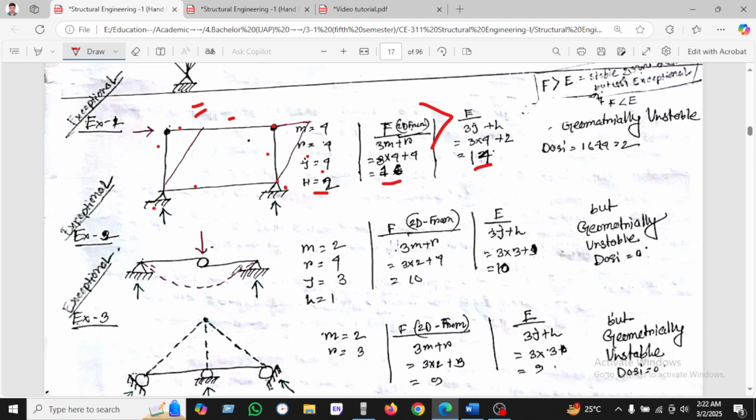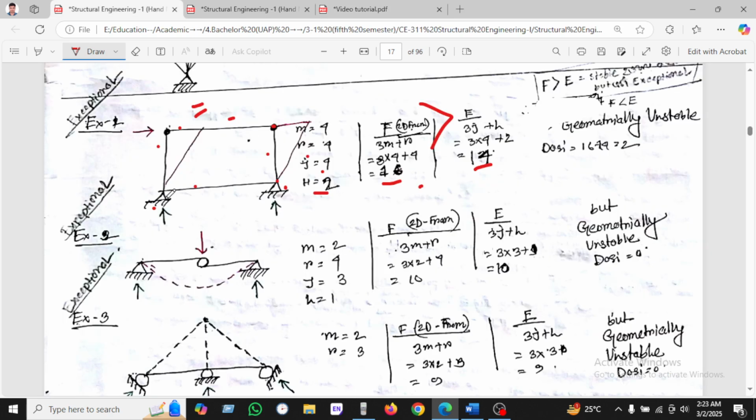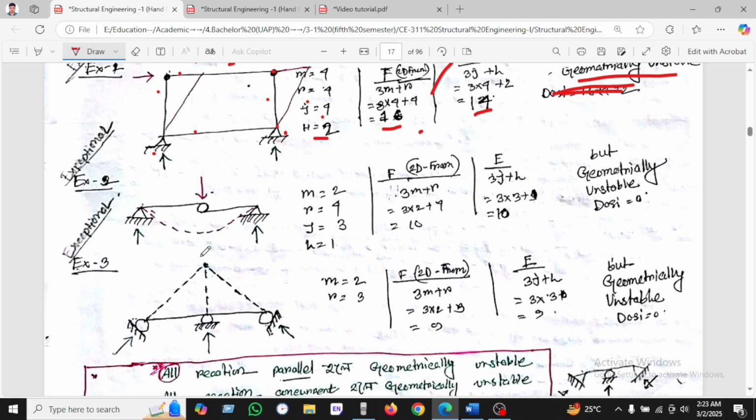So here is another. As we've found f greater than e, it should be determinate, but it will not be determinate, it will be unstable, because this is the exceptional case. That's why this is geometrically unstable. You can see here there is no diagonal. Okay, so we've seen here another exceptional example.